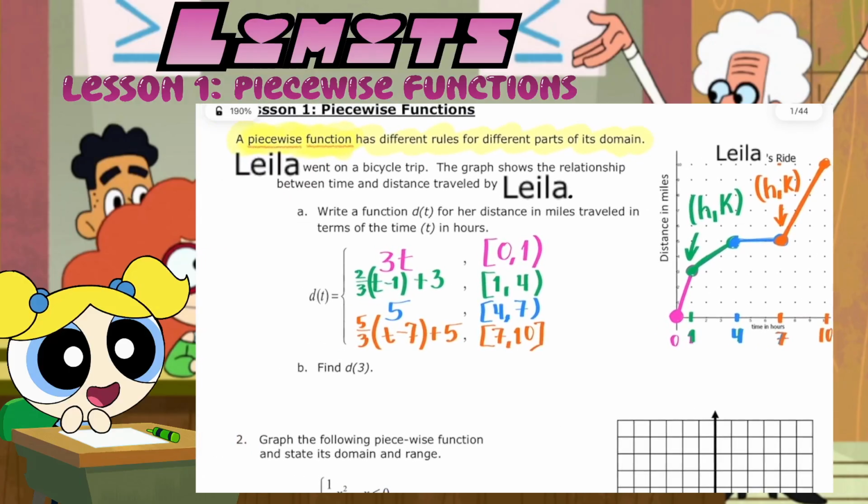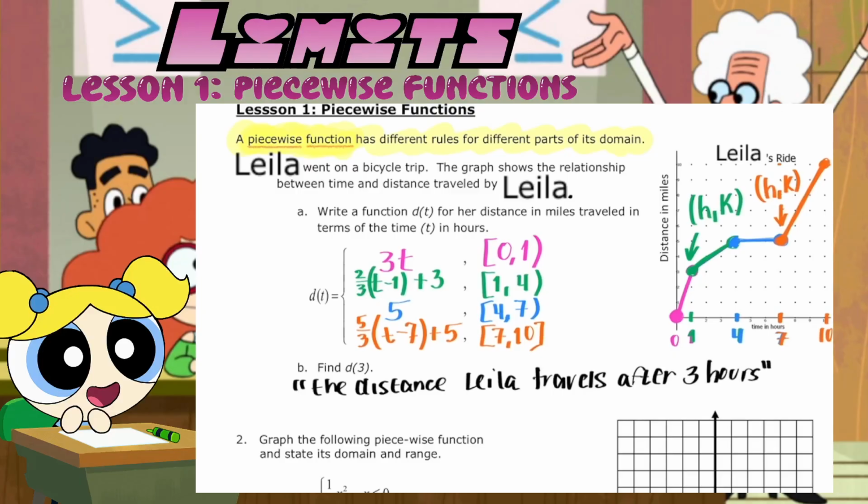Now it asks us to find the D of 3. So what we want to decide is like, what do these words even mean? Or what does this math even mean? So this is really saying the distance Leila traveled after 3 hours. So that's what we're looking for.